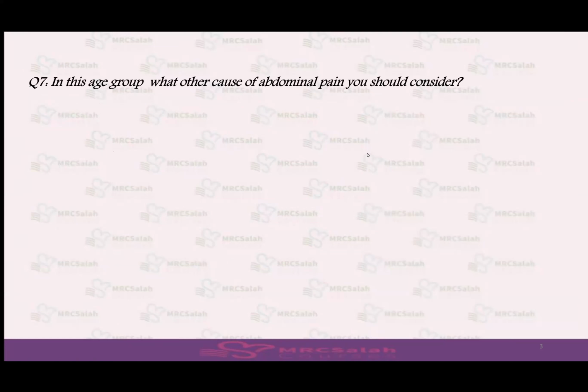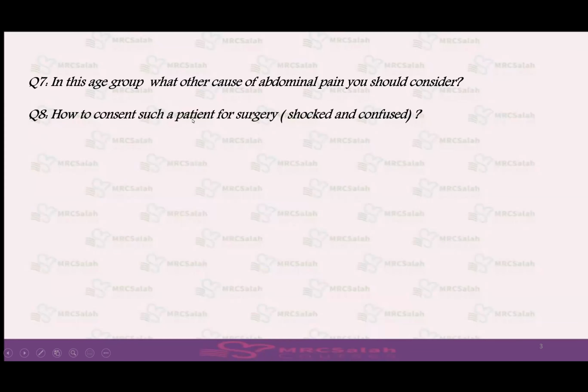Dr. Pruma, in this age group, what other cause of abdominal pain should you consider? Myocardial infarction. Which type of myocardial infarction could present with epigastric pain? Yes, inferior myocardial infarction.